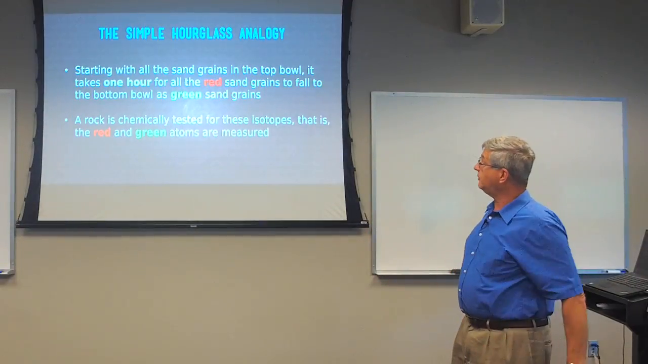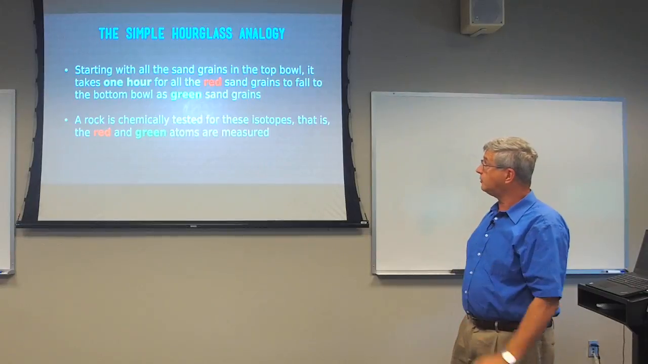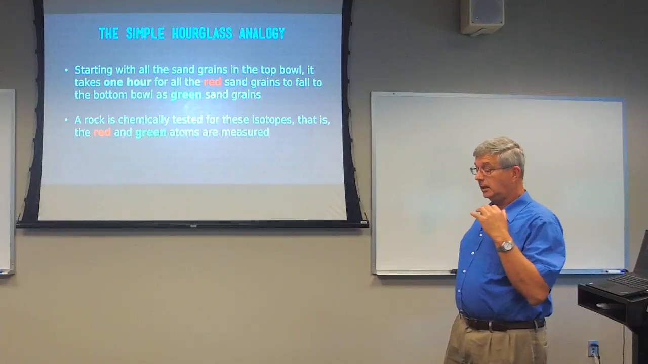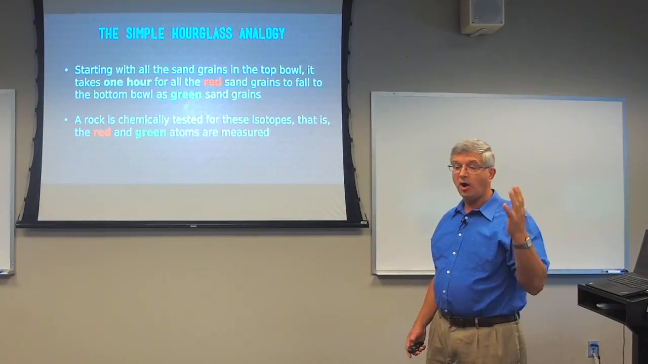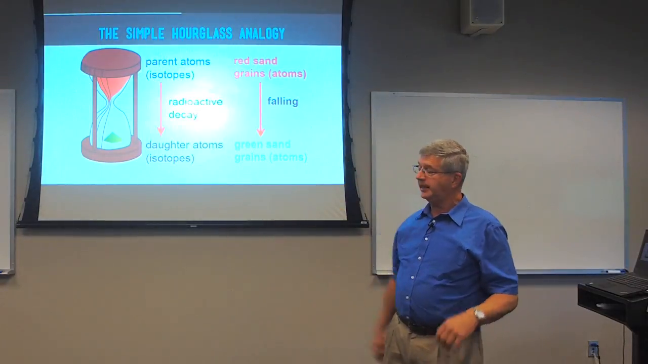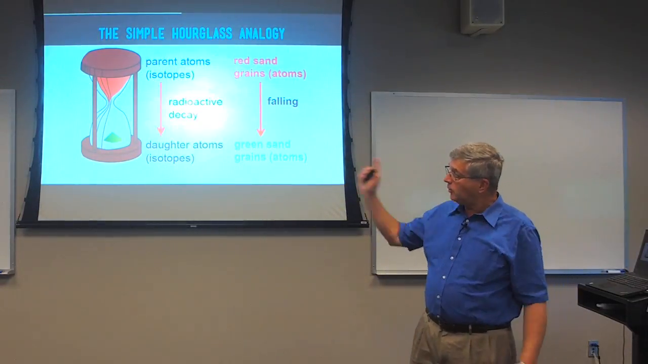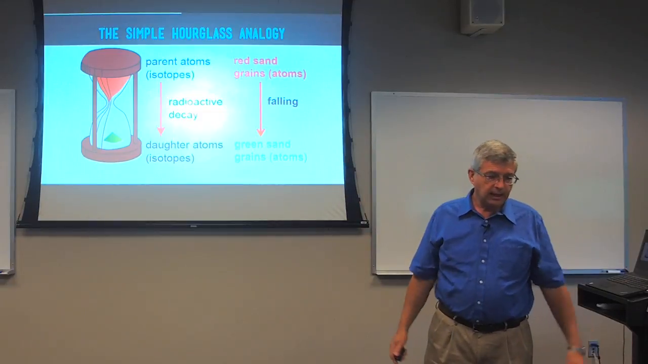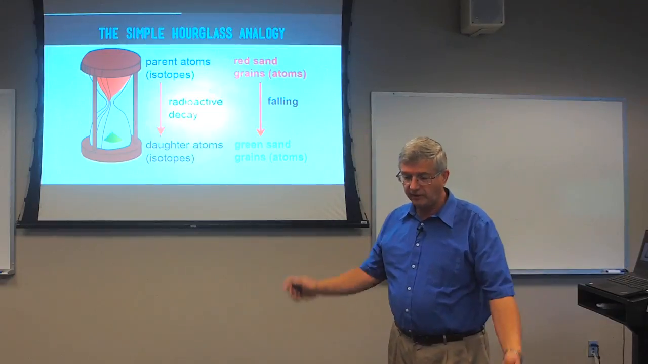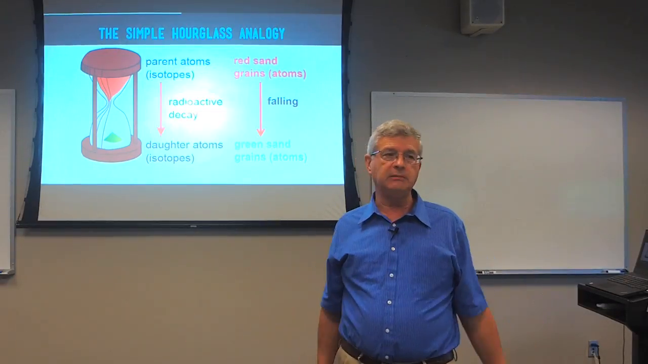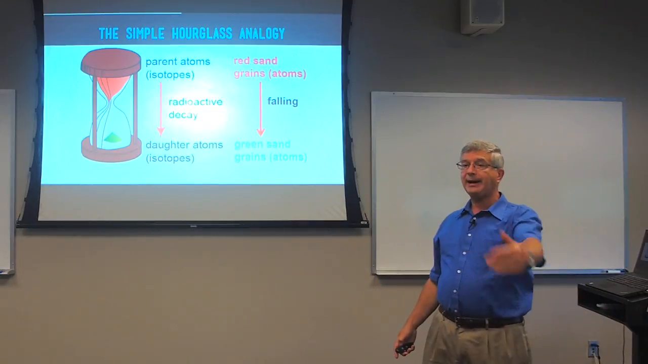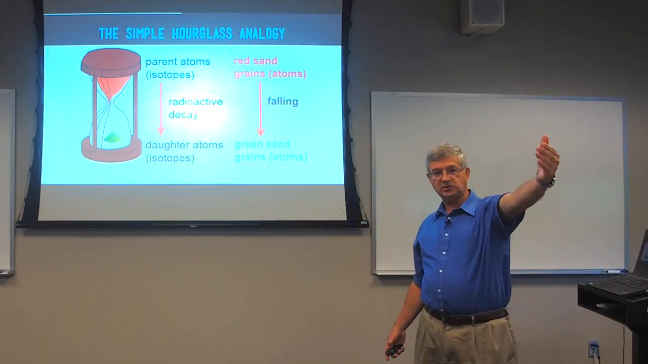So we start with the sand grains at the top bowl. It takes 1 hour for the red sand grains to fall to the bottom to become green. So we can actually chemically test. In other words, we do an eyeballing of the situation. We can look at how many red sand grains there are at the top, but more importantly, how many are green down the bottom. And so you know that if a quarter of the sand grains are down the bottom, it's been 15 minutes that your clock has been ticking. It's that simple. In other words, you can back calculate how long ago the clock started.